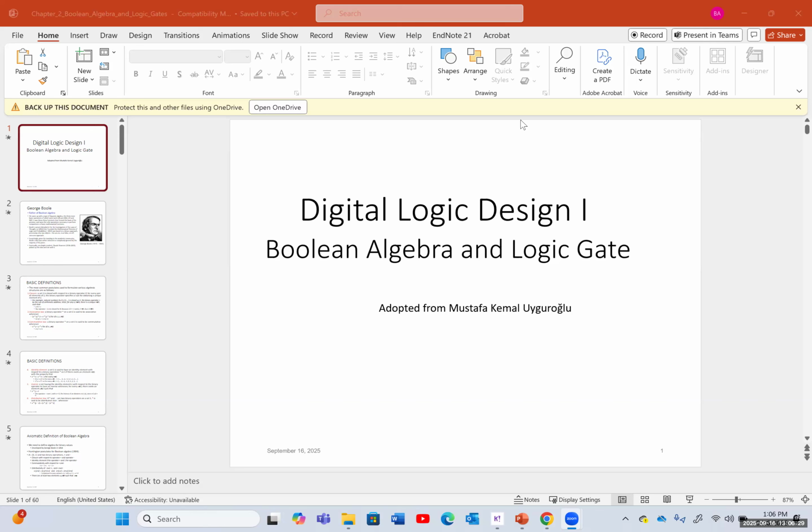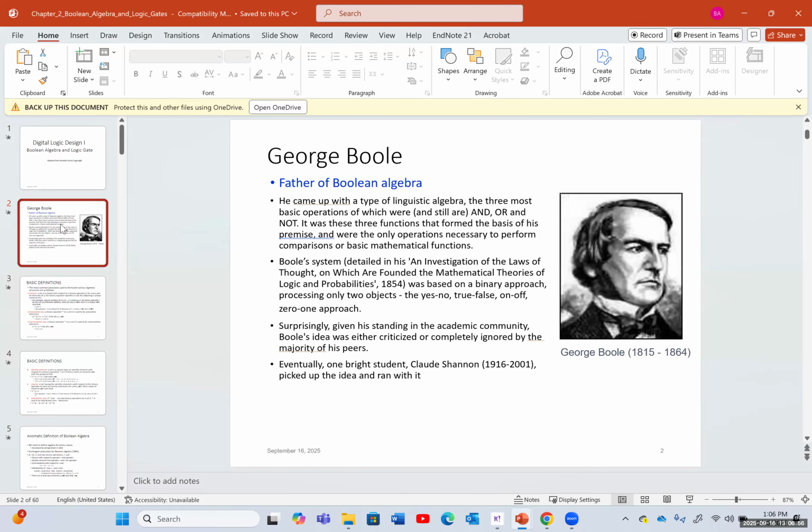In the previous class, we spoke about binary systems, binary codes such as BCD, and at the end, we spoke about digital logic gates. Today we will continue with Boolean algebra, and we will show you the different rules of Boolean algebra and how we can utilize them to simplify logic gates. So we will start with a small introduction and a history of Boolean algebra.